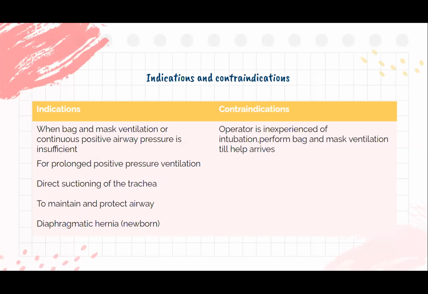So indications of this procedure are when bag and mask ventilation or continuous positive airway pressure is insufficient, for prolonged positive pressure ventilation, direct suctioning of the trachea to maintain and protect the airway, and in case of newborn for diaphragmatic hernia. But this procedure is contraindicated for those who are inexperienced in intubation. What they should do is perform bag and mask ventilation until the help arrives.